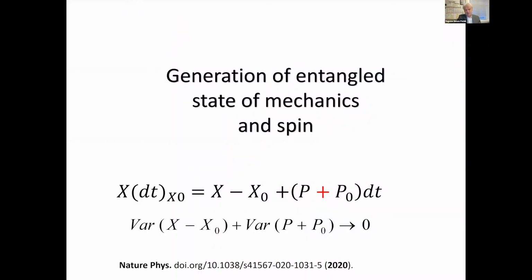And to generate the entangled state, I need to generate a state which would have the variance of the difference of x's and the variance of the sums of p's, well, not exactly going to 0, but at least corresponding to the entangled state.